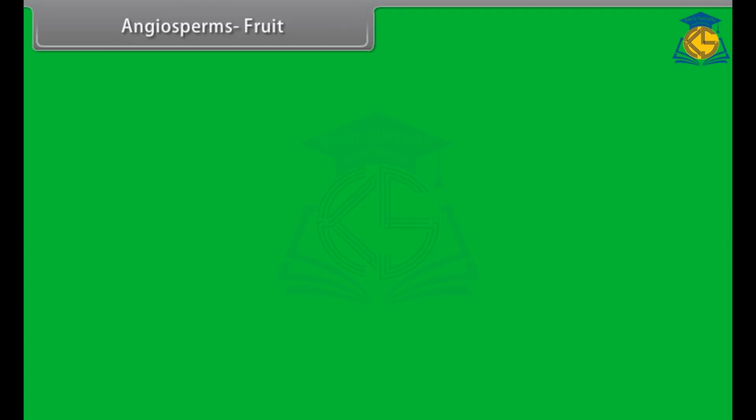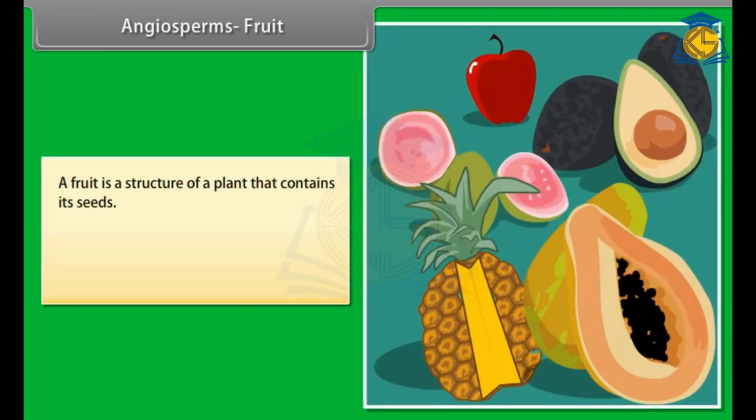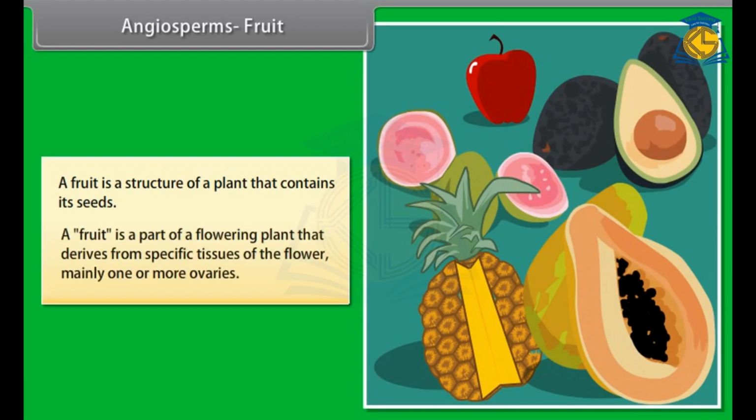Angiosperms. Fruit. A fruit is a structure of a plant that contains its seeds. A fruit is a part of a flowering plant that derives from specific tissues of the flower, mainly 1 or more ovaries. Angiosperms, seed and seed dispersal.